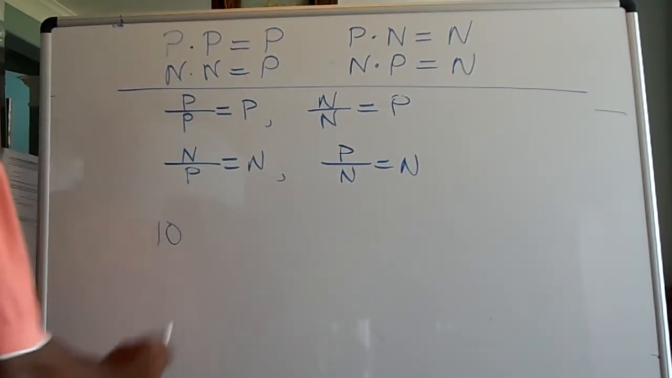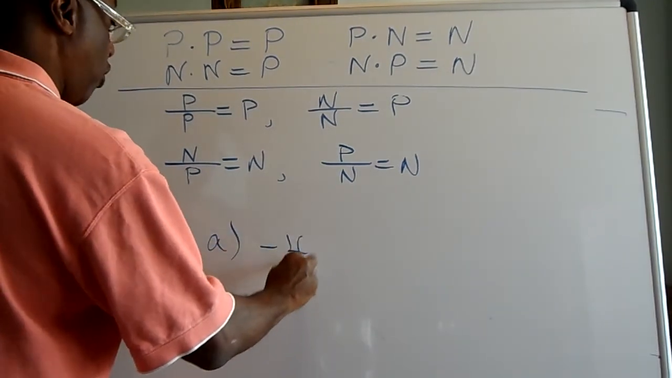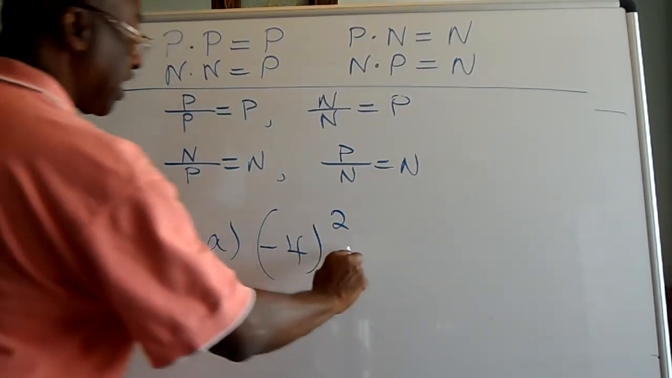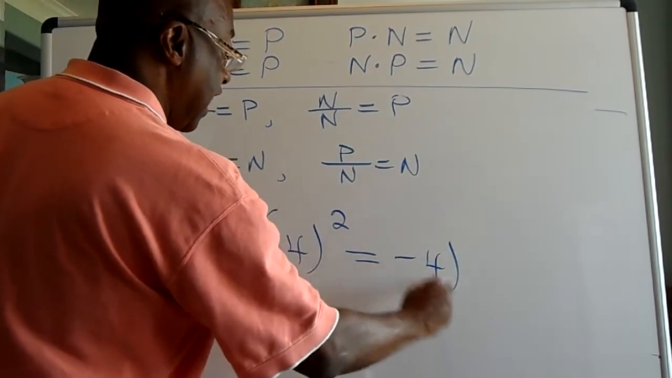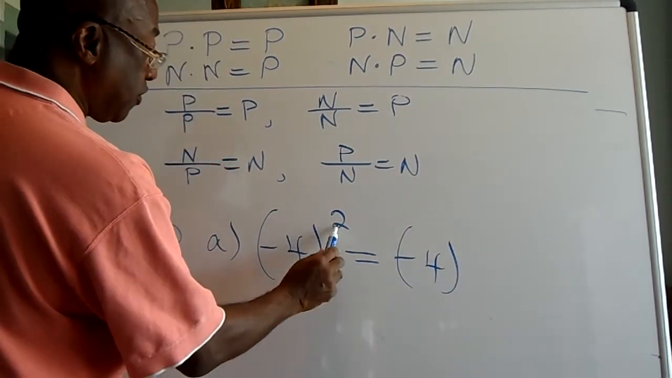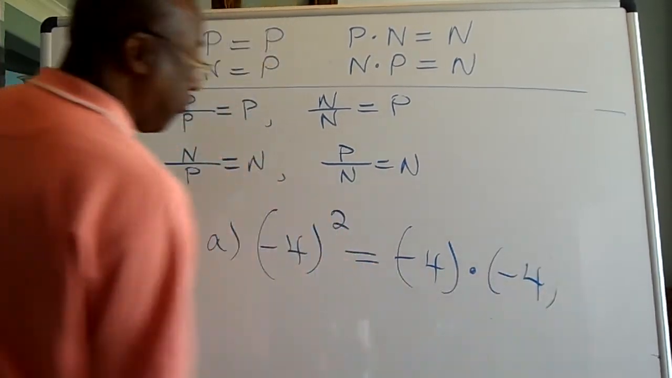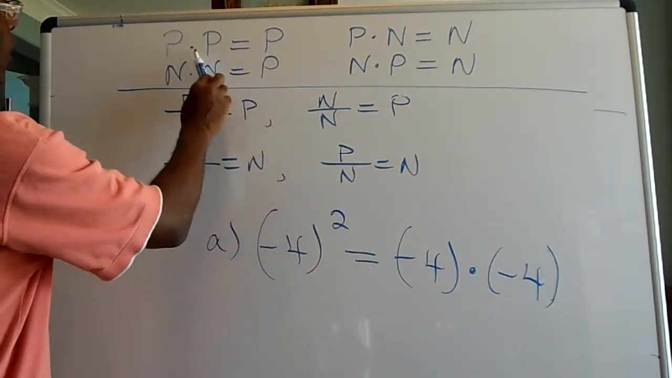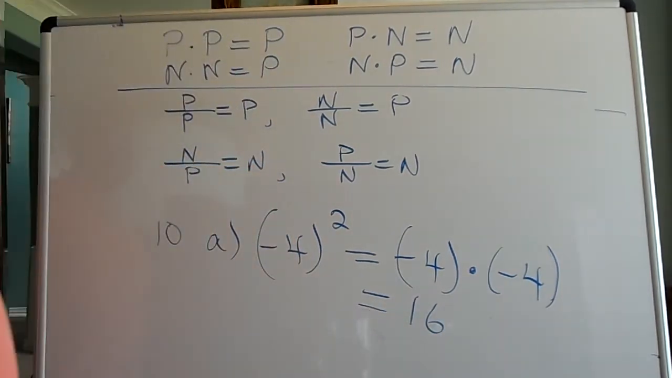It says to evaluate negative 4 to the second power. That's the way you read that. Negative 4 to the second power. What does this mean? It means to take this number, negative 4, and multiply it by itself 2 times. So that means negative 4 times negative 4. The negative 4 is multiplied by itself twice. A negative times a negative gives us a positive 16. All right.